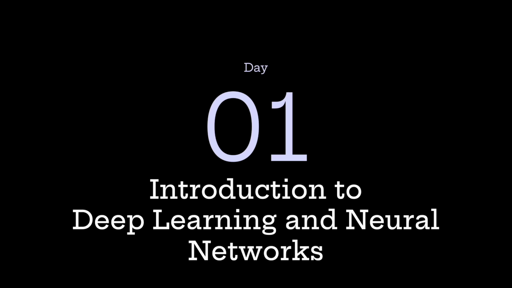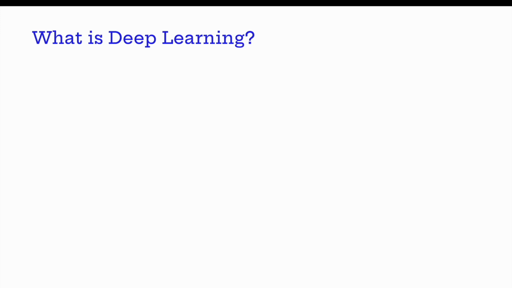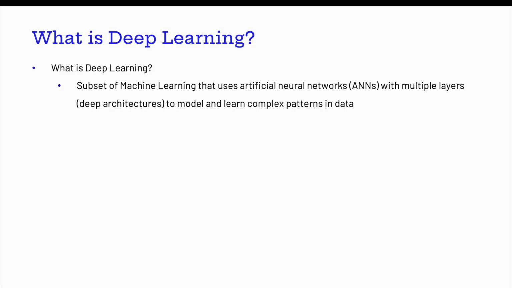Welcome to Week 9, and today on Day 1, we're going to look at Introduction to Deep Learning and Neural Networks. Let's start with what is deep learning, and let's look at some of the differences between machine learning and deep learning. So first, what is deep learning? Deep learning is a subset of machine learning that uses artificial neural networks, or ANNs, with multiple layers, which are deep architectures, to model and learn complex patterns in the data.